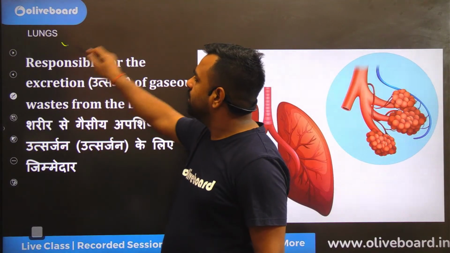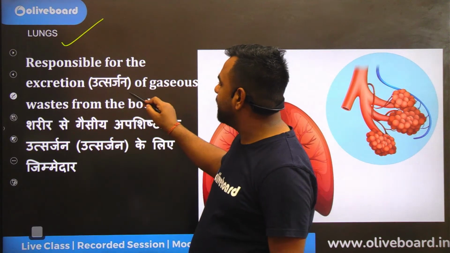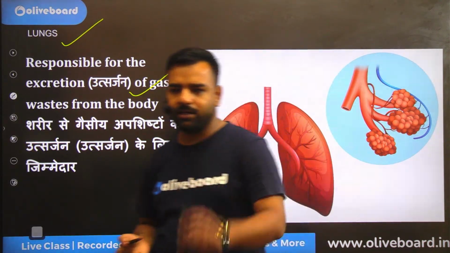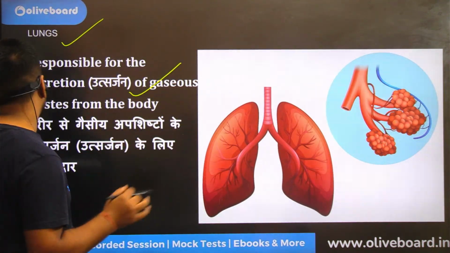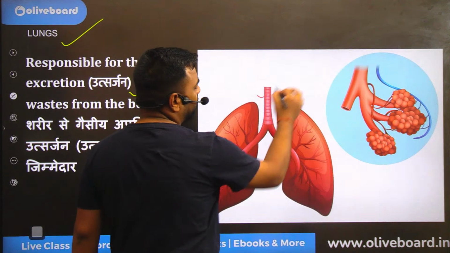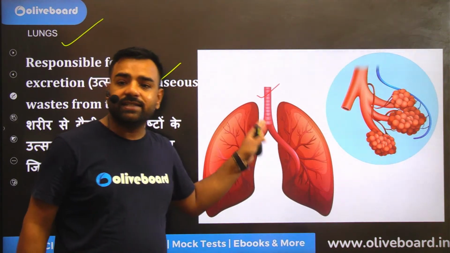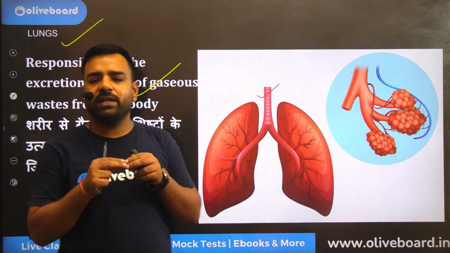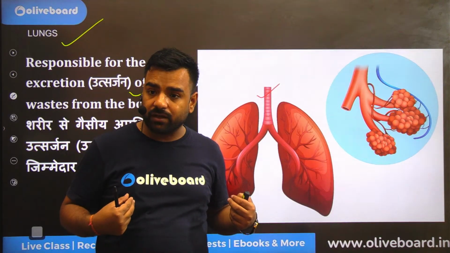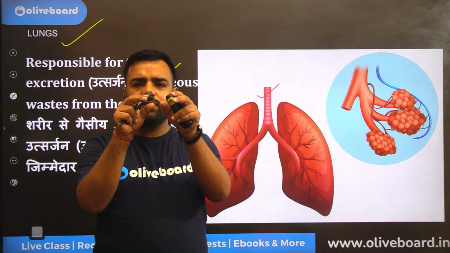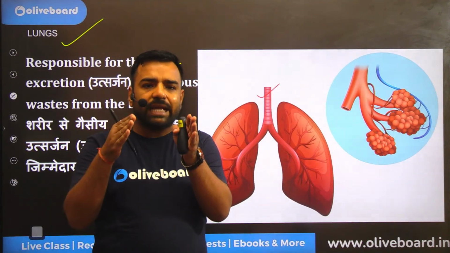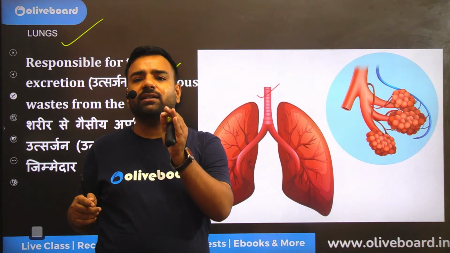Proceeding further, lungs. They are responsible for the excretion of gases. Which gaseous waste? I'm talking about carbon dioxide, obviously. But one of the most important questions is within the lungs. This is the trachea portion, right? That is, the windpipe. The windpipe is divided into two sections: one goes into the right lung, another into the left lung. Here, first we have primary bronchi, then secondary bronchi, then tertiary bronchi. In short, at the extreme end you will find the terminal bronchioles.